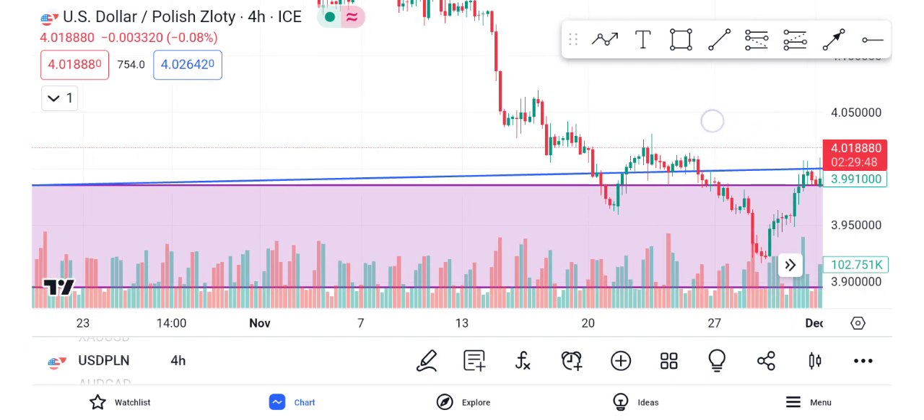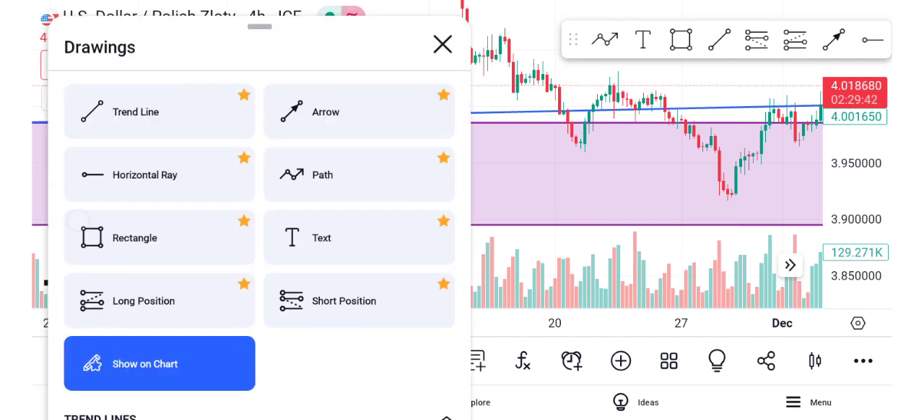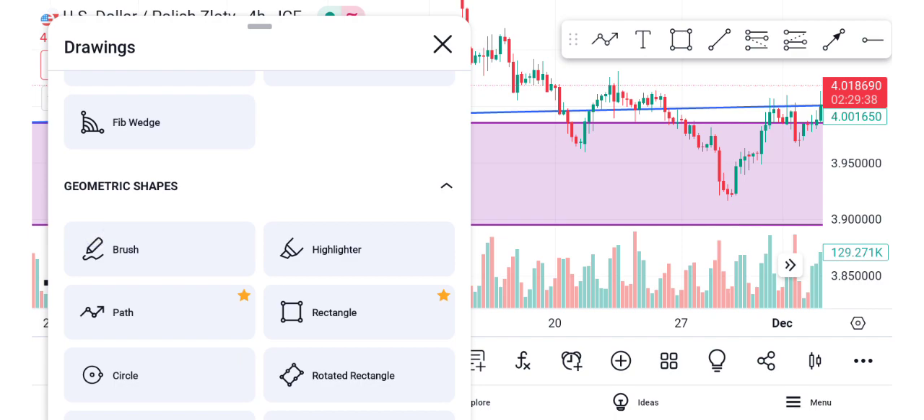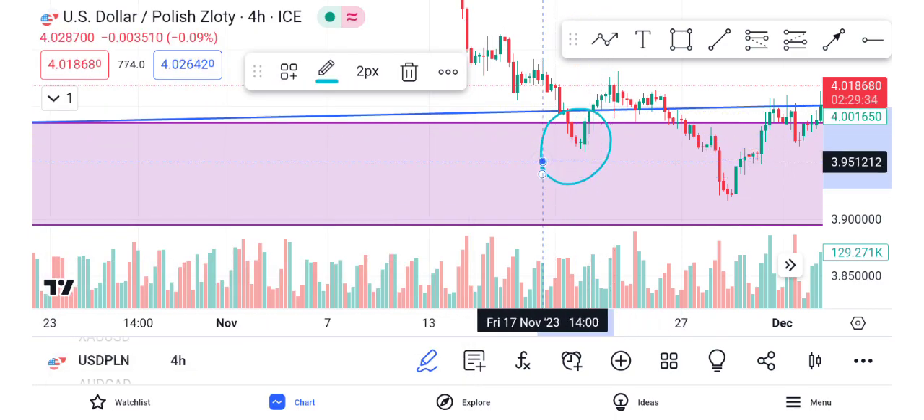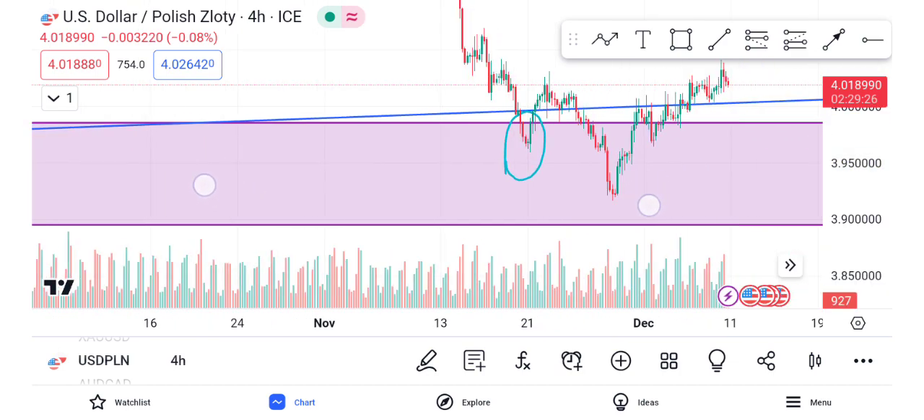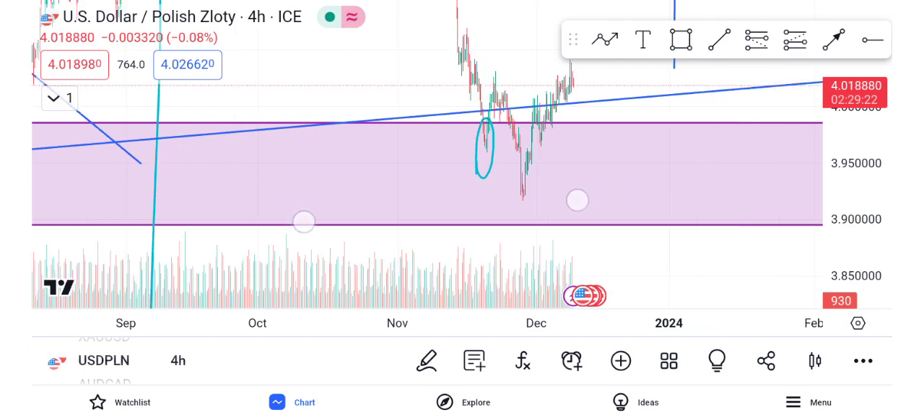As you can all see, there is a morning star rejection candle there. So we have a good buy entry. We have a good buy position.